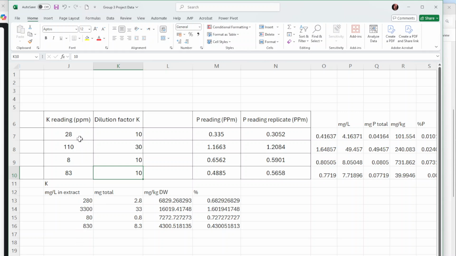So I get my reading already in ppm for the potassium, but I want to transform this by multiplying by the dilution factor. The reading in ppm here in blue multiplied by the dilution factor will give me the concentration in the extract that I filtered, the extract that came from the filter. So this is the amount of potassium in ppm, milligrams per liter, in the extract that came through the filter when we diluted the ash in acid. After we diluted in acid, we filtered, and this is the concentration we find in that extract.